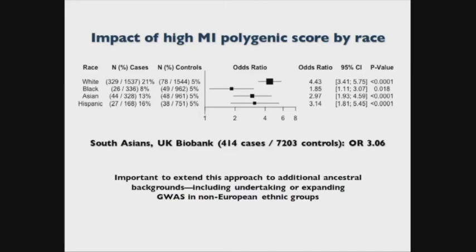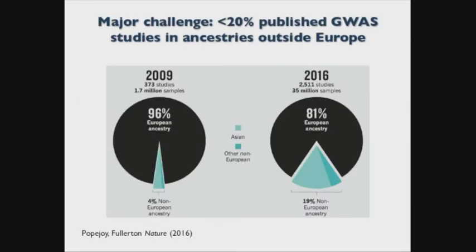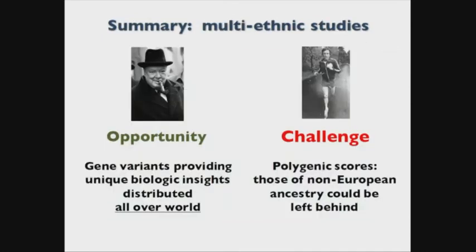So this really now emphasizes that it's important to expand this approach, polygenic risk scoring, to other ancestral backgrounds, including maybe even doing these GWAS studies in non-European ethnic groups. And that exposes actually a big challenge, which is that only less than 20% of the published genome-wide association studies are individuals outside of Europe, ancestry outside of Europe. It's gotten better since 2009, but really the non-European ancestry groups are lagging behind.